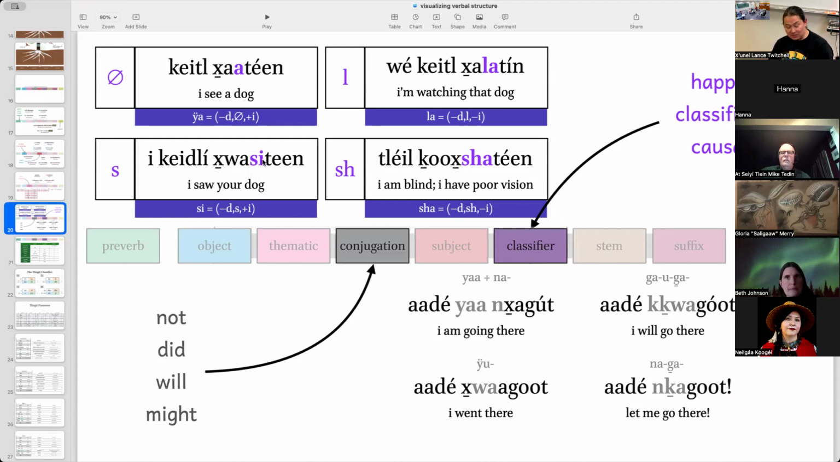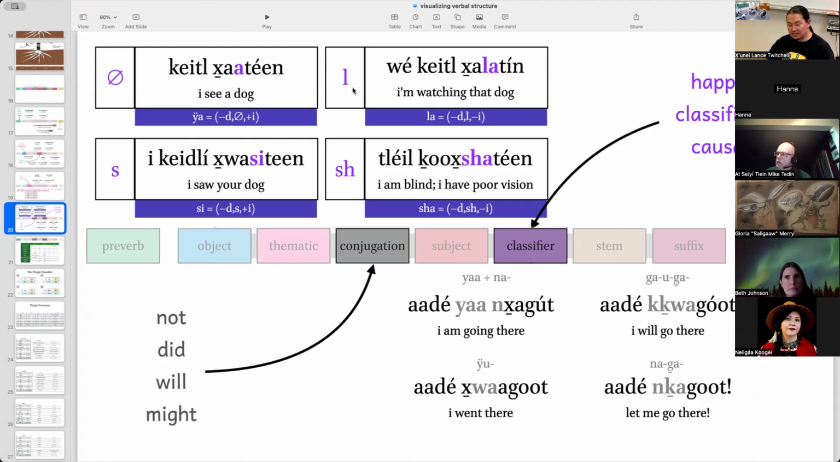You are a specific thing. It could switch to an L with kate chashatin. I am watching the dog, either to see what it's going to do, or I'm taking care of it. Keshkuchatin. I am blind, I cannot see. So this is the same verb root changing the classifier. The classifier is the one thing that changes with these particular verbs.